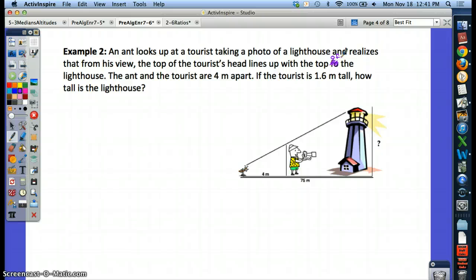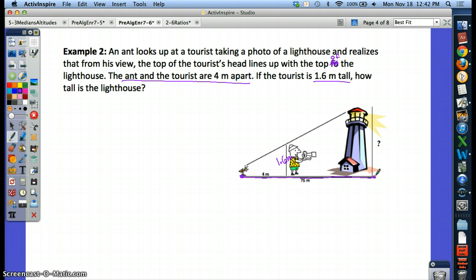So I know how tall the man is. The tourist is 1.6 meters tall. So let's put that in our picture. And the ant is 4 meters from the tourist. That's already in our picture. And what else do we have? It looks like on this picture we also know that the ant is 75 meters from the lighthouse.